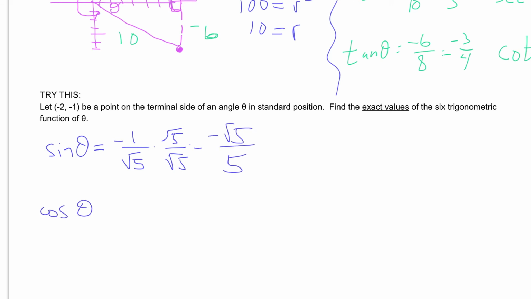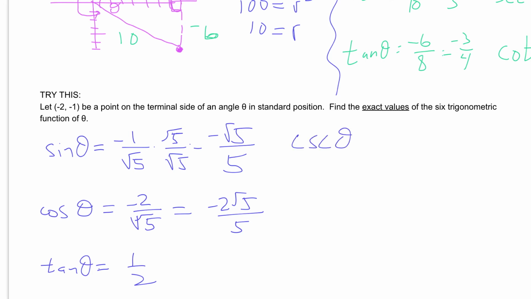Cosine of theta, again, you should have started with negative 2 over the square root of 5, and then rationalizing it would give you an answer of negative 2 square root of 5 over 5. Tangent of theta is 1/2. And then do your reciprocals. So when we look at the cosecant of theta, one thing to keep in mind, you don't want to flip this one because then that radical ends up in the denominator. Go back to the very original sine and flip that one, and you just get negative square root of 5.